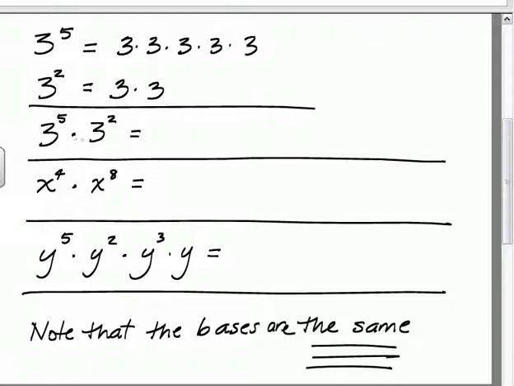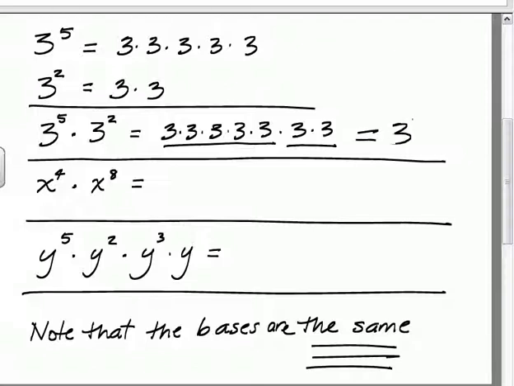If we multiply 3 to the 5th times 3 squared, we go, well, I don't know how to do that. Yeah, you do, because you know what 3 to the 5th is. That is 3 times 3 times 3 times 3 times 3. There's 3 to the 5th. And you know what 3 squared is? 3 times 3. So now we've got 7 3's being multiplied. 3 times itself 7 times. What's the shorthand for that? 3 to the 7th. So keep that in mind.